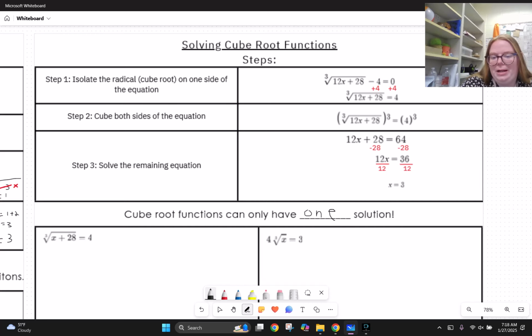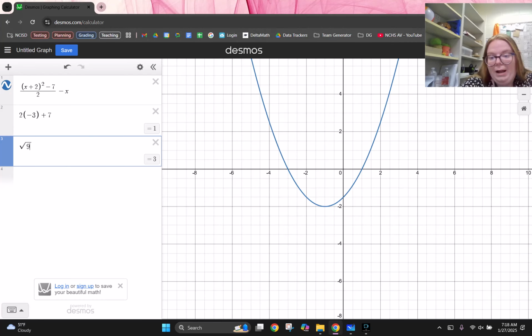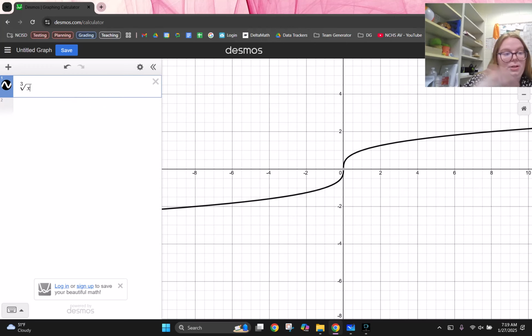You can write the number 1 or you can spell it out, it doesn't matter. But they only ever have one solution because when we graph a quadratic equation, we can see that it's symmetrical on both sides, one side representing that positive solution and one side representing the negative solution. But if you were to, say, get rid of this and do a cube root equation, there is only ever one number at every x value.